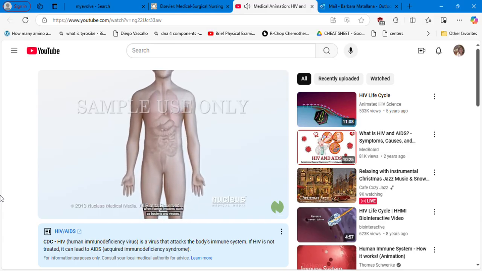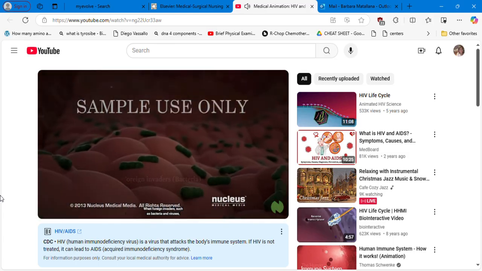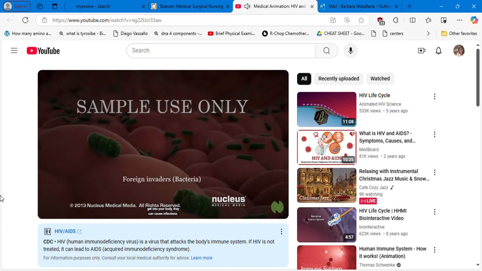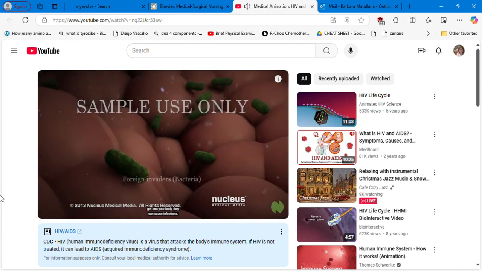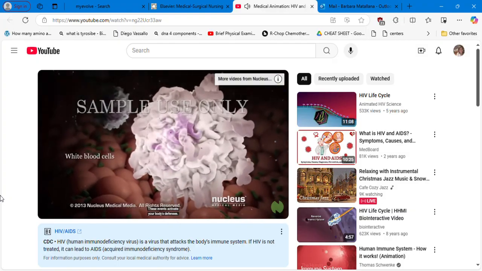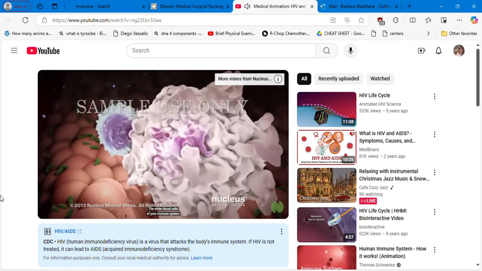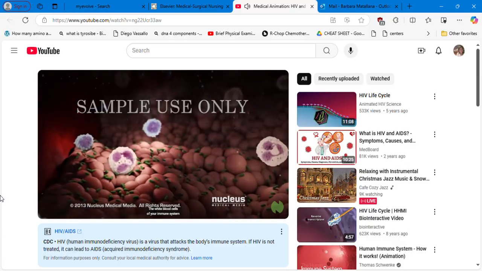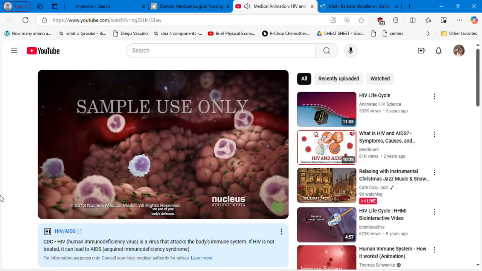When foreign invaders, such as bacteria and viruses, get into your body, they can cause infections. These events activate your body's defenses. The white blood cells of your immune system are part of your body's defenses.